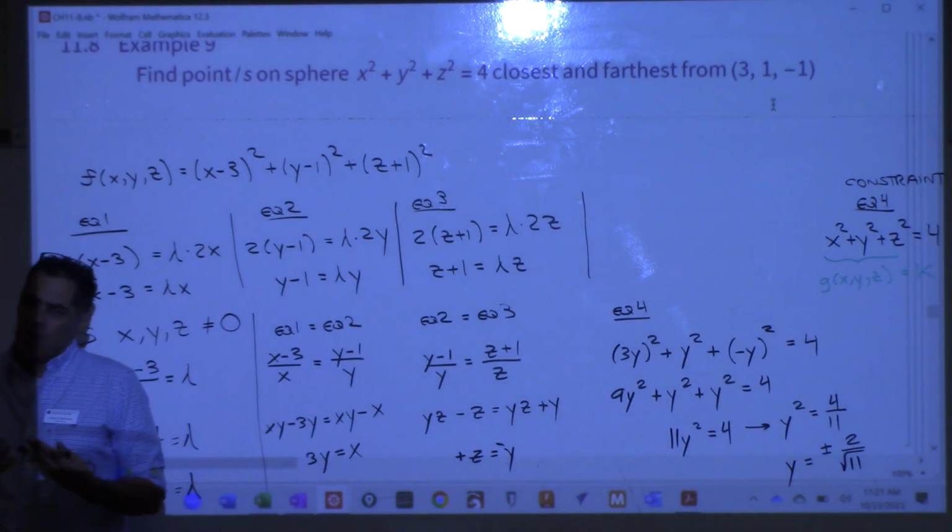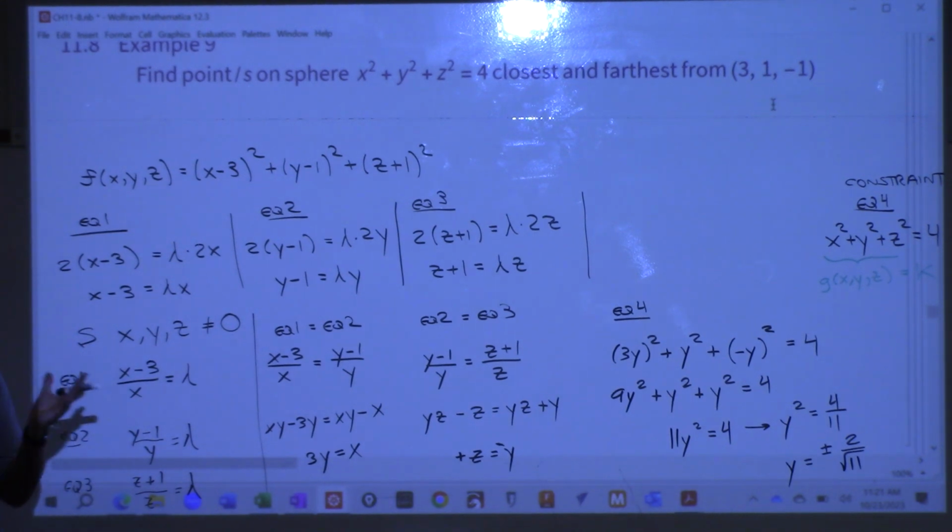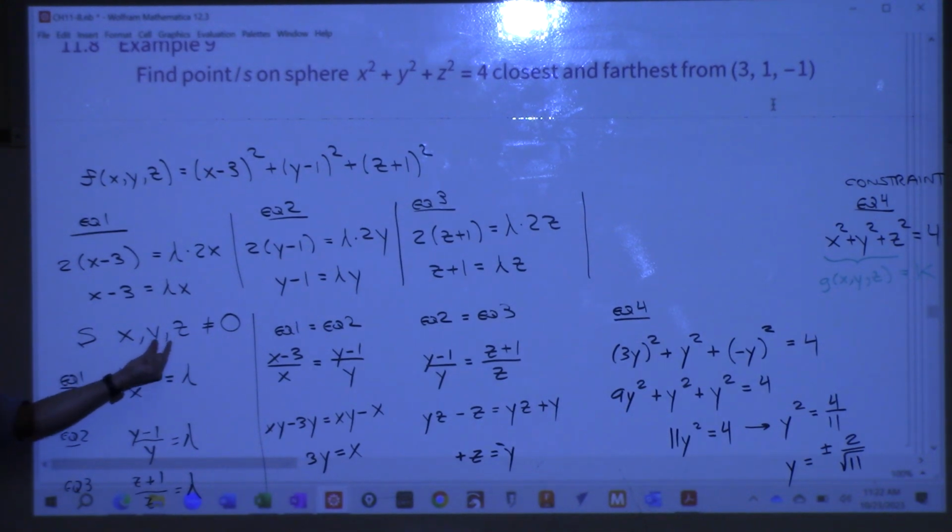So my question, I guess what I'm trying to get at is, have we covered everything? Does this cover everything? How do you feel? Is there anything we haven't looked at? Could 2 of these be 0? No, same thing. We cannot have any single one of them be 0, or 2 of them be 0, or all of them be 0.